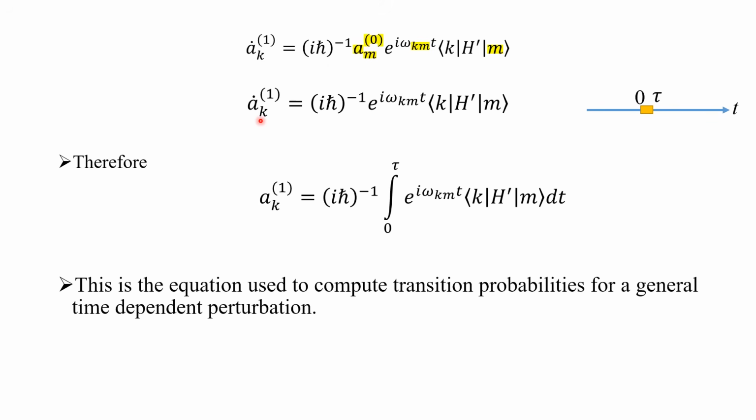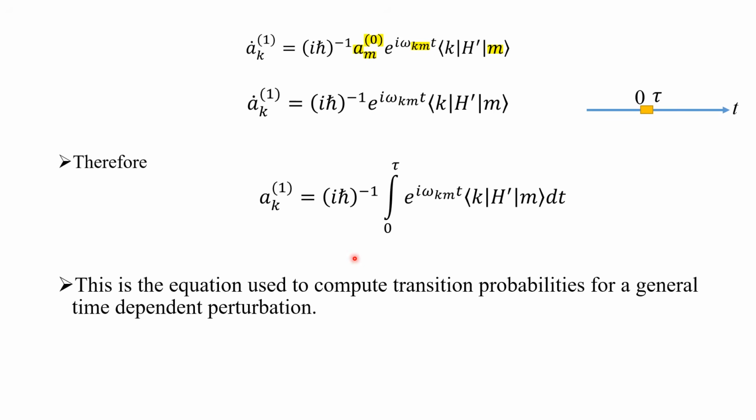Naturally, you can neglect this, because we have approximated this as equal to 1. So ak dot 1 is equal to I h cross inverse e power I omega kmt multiplied with k h prime m. So this is our final expression. Now our ultimate aim, as I said, is to find the AK1. So for that we have to integrate this right hand side.